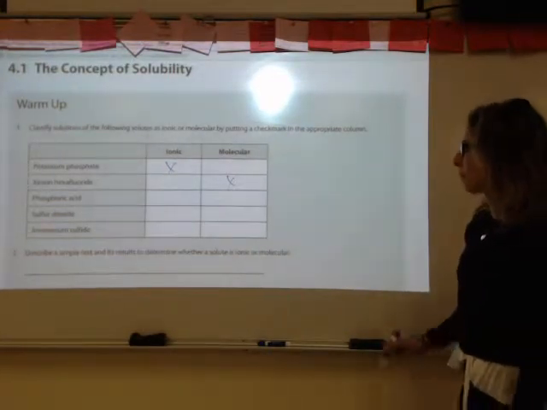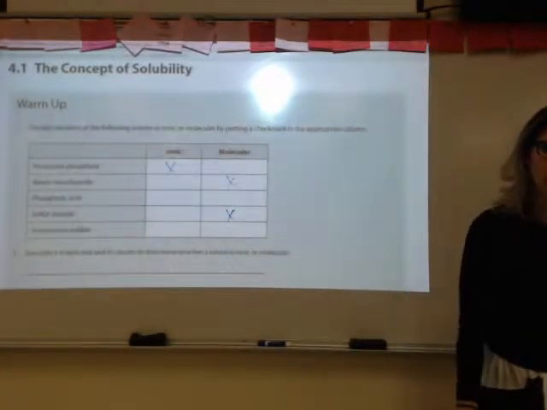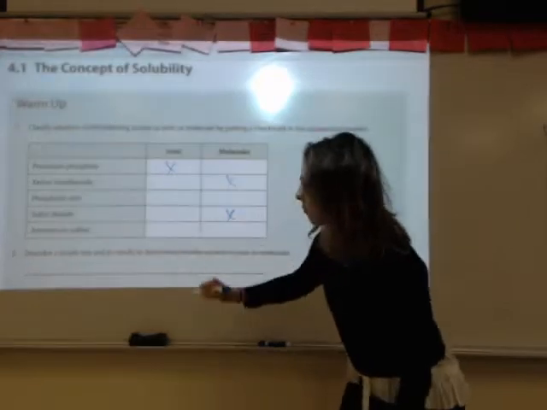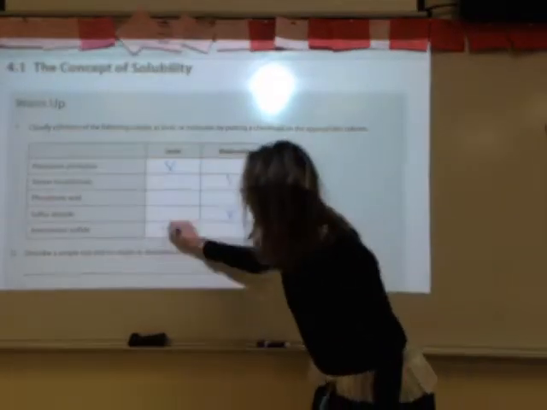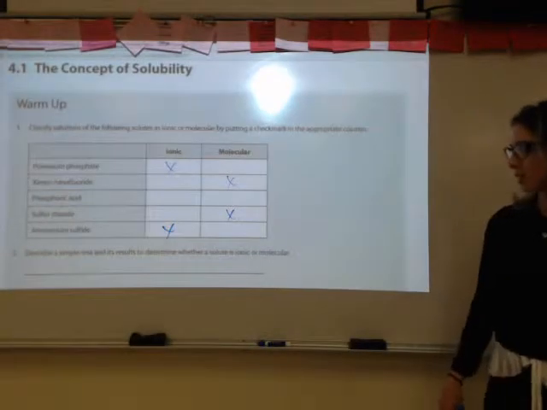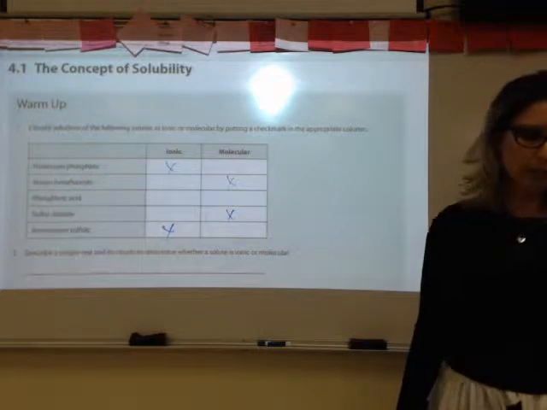Sulfur dioxide. Molecular. Ammonium sulfide. The ammonium ion is a cation. Ionic. Okay. Describe a simple test and its results to determine whether a solute is ionic or molecular.